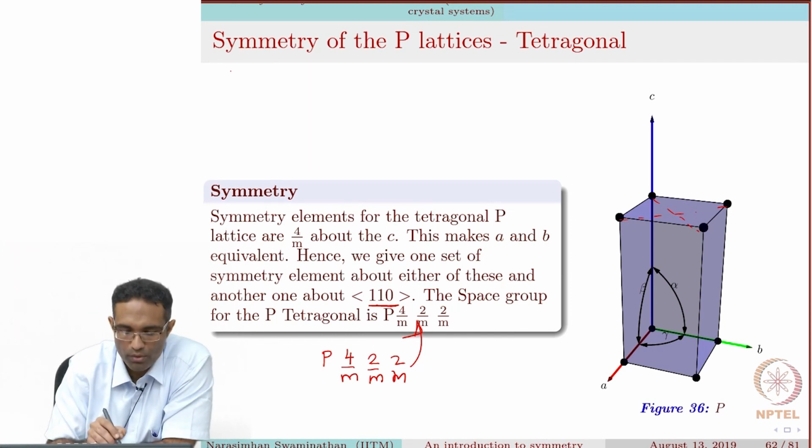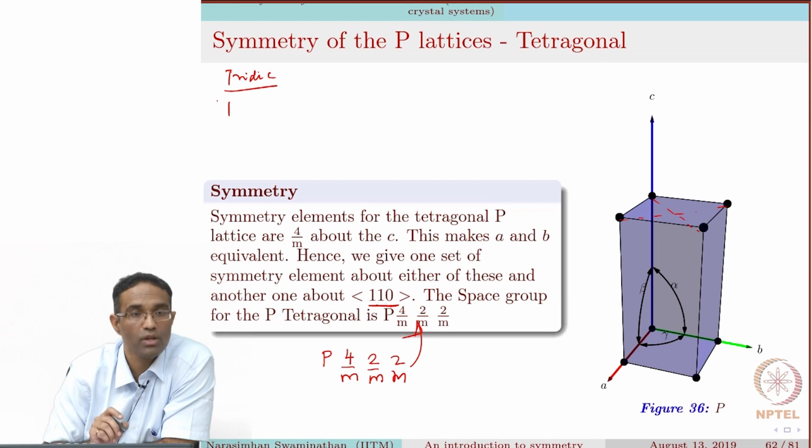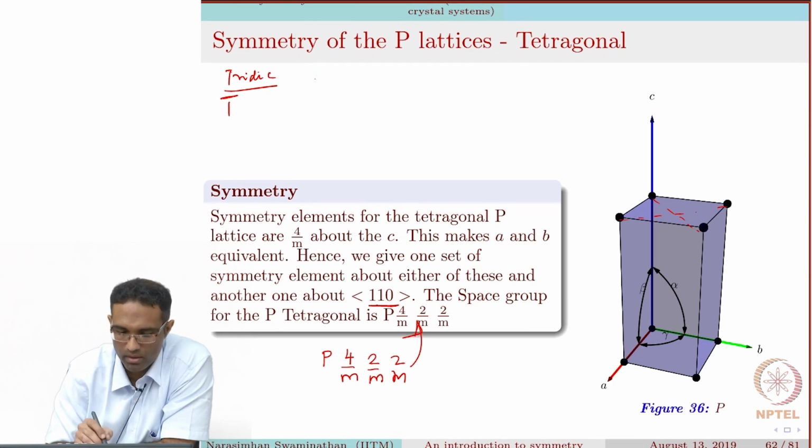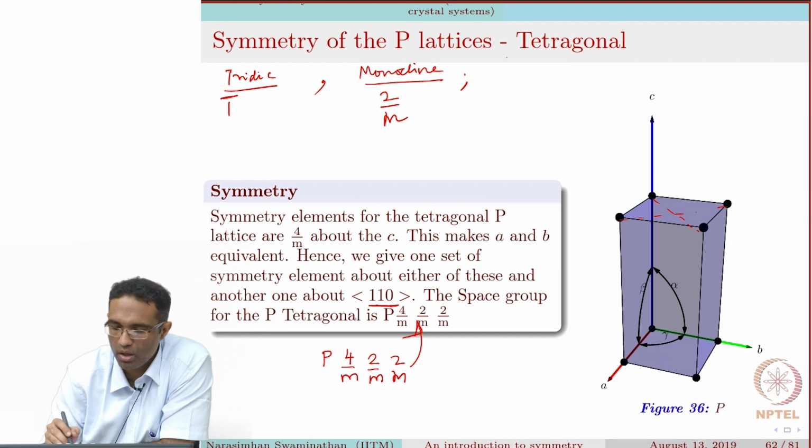So now it should be very easy for us to start writing down whatever we have studied. So first thing was triclinic. For triclinic, what did we see? We saw 1, or what did we see? We saw 1 bar. Okay. Then we saw monoclinic. What happened there? 2-fold rotation perpendicular to a mirror. Then we saw orthorhombic. What did we see there?